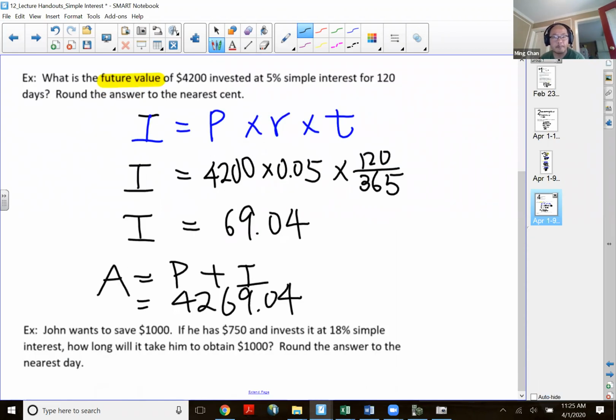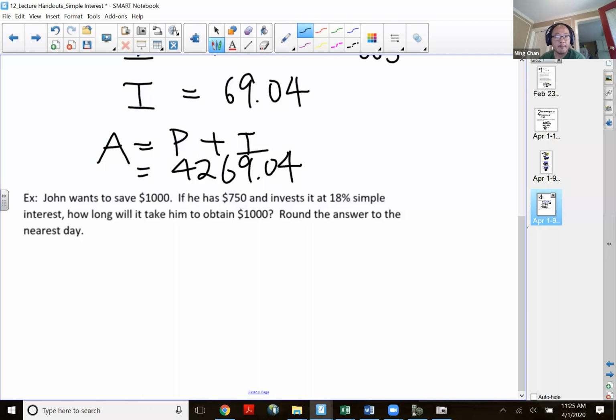Okay. All right, try one more. John wants to save $1,000. If he has $750 and invests it at 18% simple interest, how long would it take him to obtain $1,000? A lot of students get confused about this problem because how much money does he actually invest? Well, he is going to invest $750 because he already has $750, and he wants to save up to $1,000.